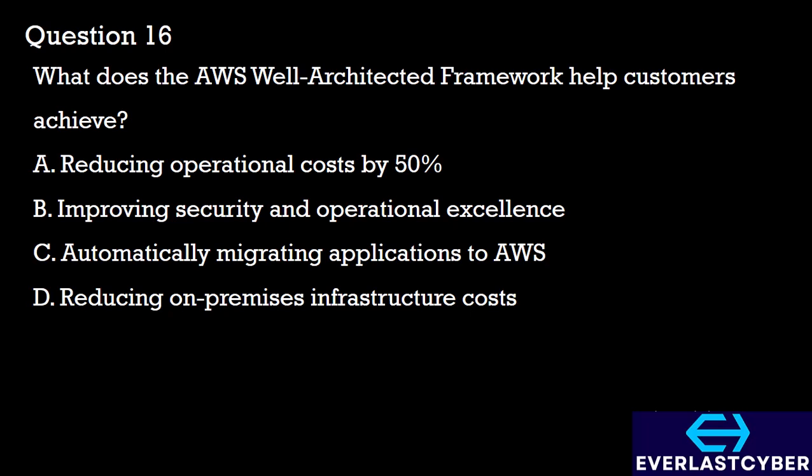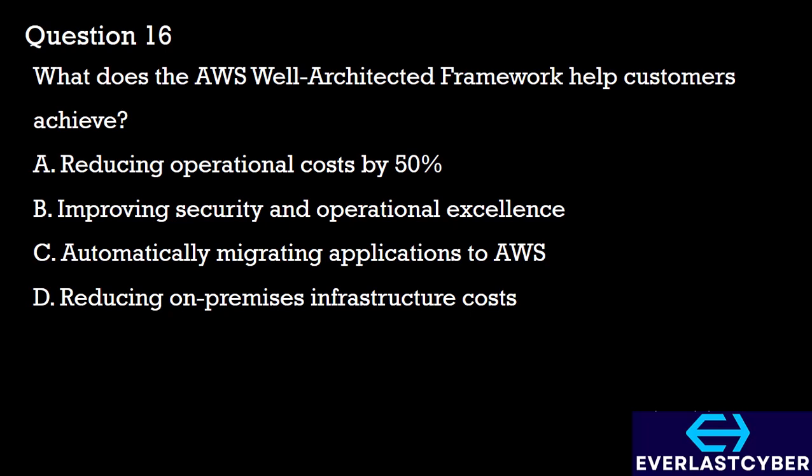AWS Well-Architected Framework provides guidelines and best practices that help customers design and operate reliable, secure, efficient, and cost-effective systems in the cloud. For option C, the framework does not automate migration. It only provides guidance to build well-architected applications. While for option D, moving to AWS can reduce infrastructure costs, but the framework's focus is broader and includes overall architectural best practices rather than just cost reduction.